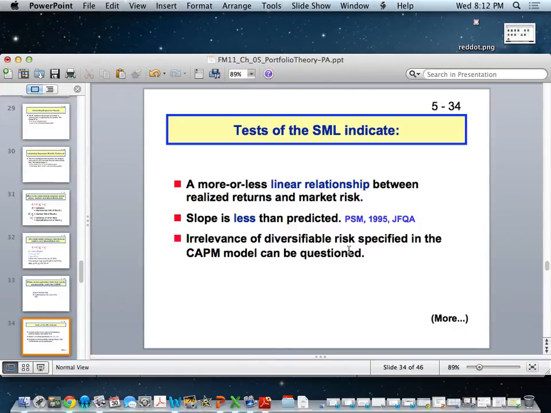Irrelevance of diversifiable risk specified in the CAPM model can be questioned. So you guys are very nice to me, which I appreciate. But at an academic level, you can challenge me. As a bank, you're saying that the only relevant portfolio is the market portfolio, but I know a couple of guys who had Apple in their portfolio. They beat the market. They're doing great. So there's a whole group of investors out there. They're basically called fundamental investors, in the institutional portfolio management space. And that's fine. Everyone can live under the sun.